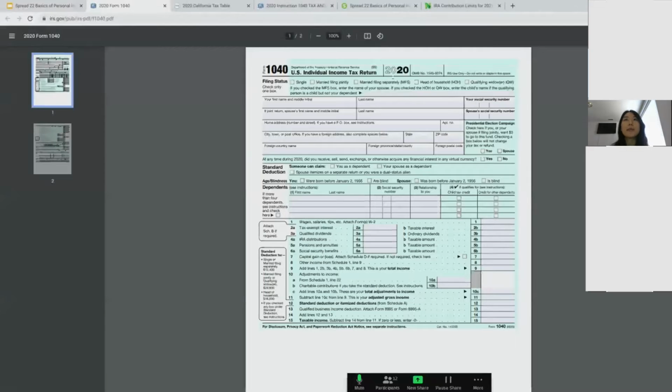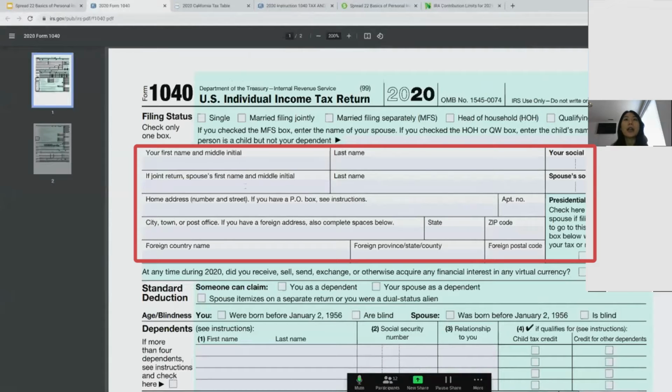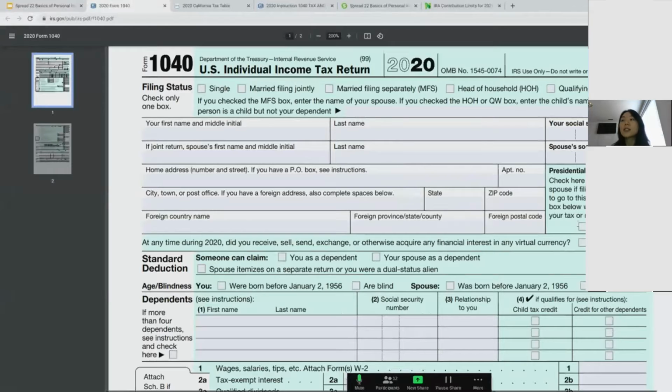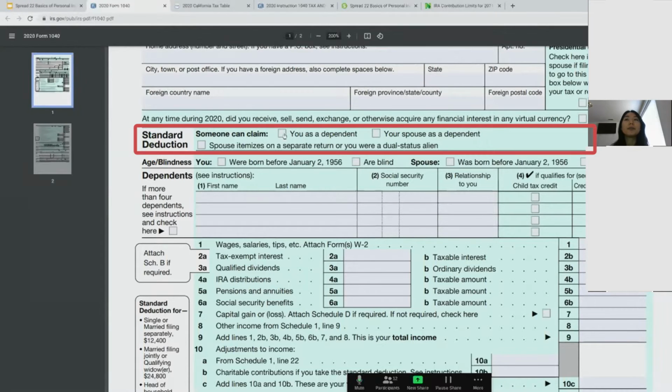And this is for 2020 because the 2021 ones aren't out yet. But if you have your own tax returns, you can look at it there. In the first section, filing status, you would check your filing status. Next is your basic information: your name, your address, your SSN. You can choose to donate to presidential electoral campaigns if you want to. For 2020, they asked if you have any virtual currency, so you'd have to check this box if you did. If you can be claimed as a dependent, you check here.